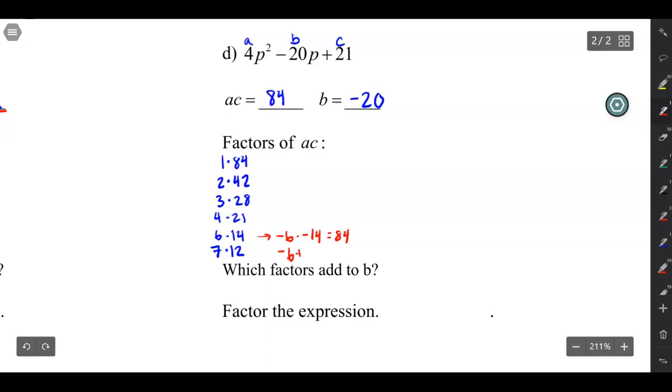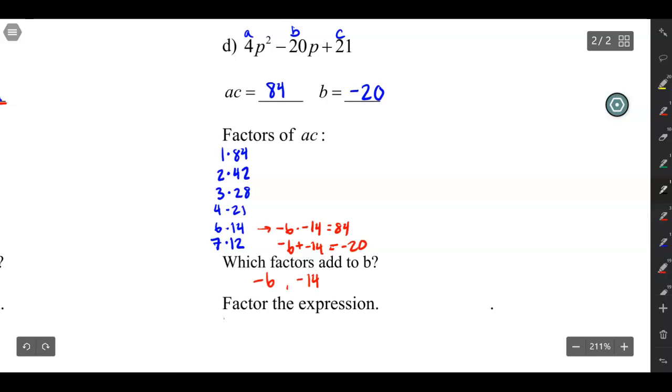And if I take negative 6 and I add negative 14, I get negative 20. Okay, so negative 6 and negative 14. Those are my two numbers that I'm going to use to break up the middle term.